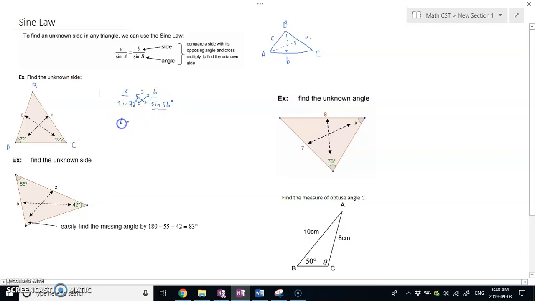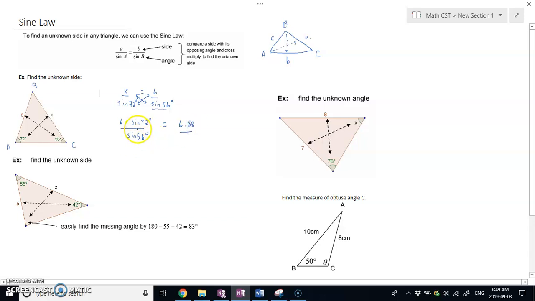So I'm going to do 6 times sine of 72 divided by the lonely one, and that'll give me my answer. Always use this technique when cross-multiplying: cross the two things you have and divide by the lonely one. And I get for this that my answer for the unknown side is 6.88.